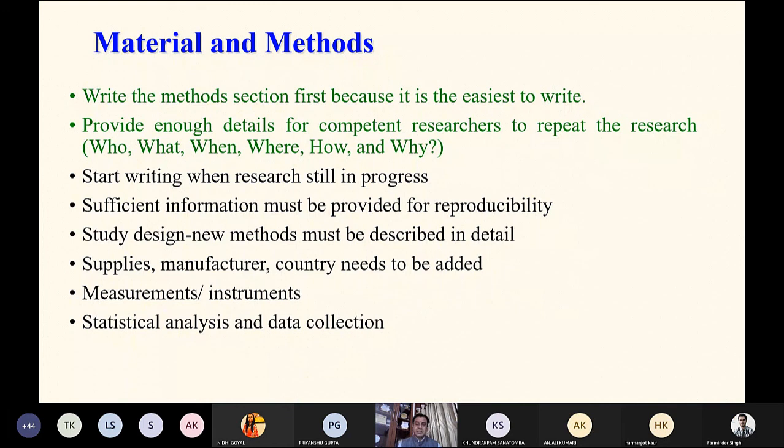As far as the research methodology part is concerned, we have to provide enough information about how the research has been conducted by us, when it has been conducted, and why it has been conducted, that is, by indicating the objective. We have to provide sufficient information so that whoever reads our paper has a clear-cut understanding of how the research was done by us.